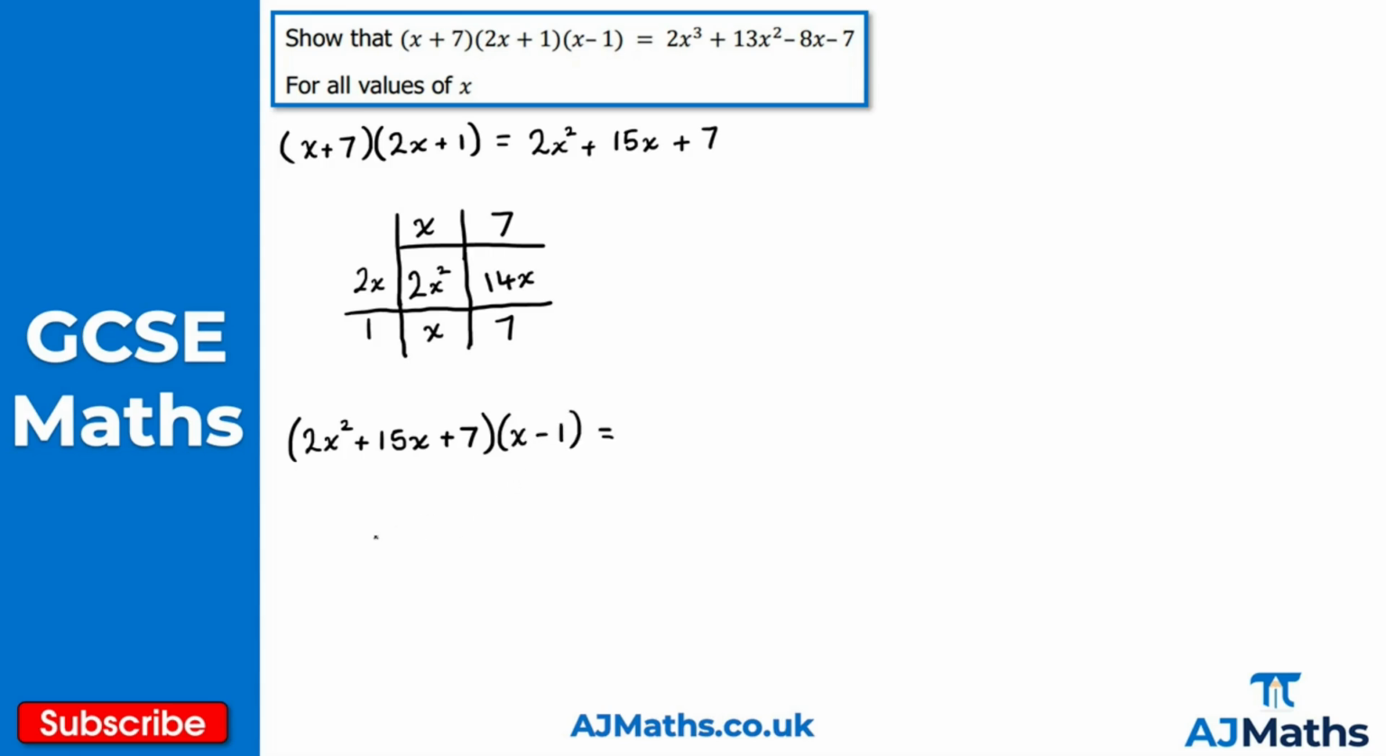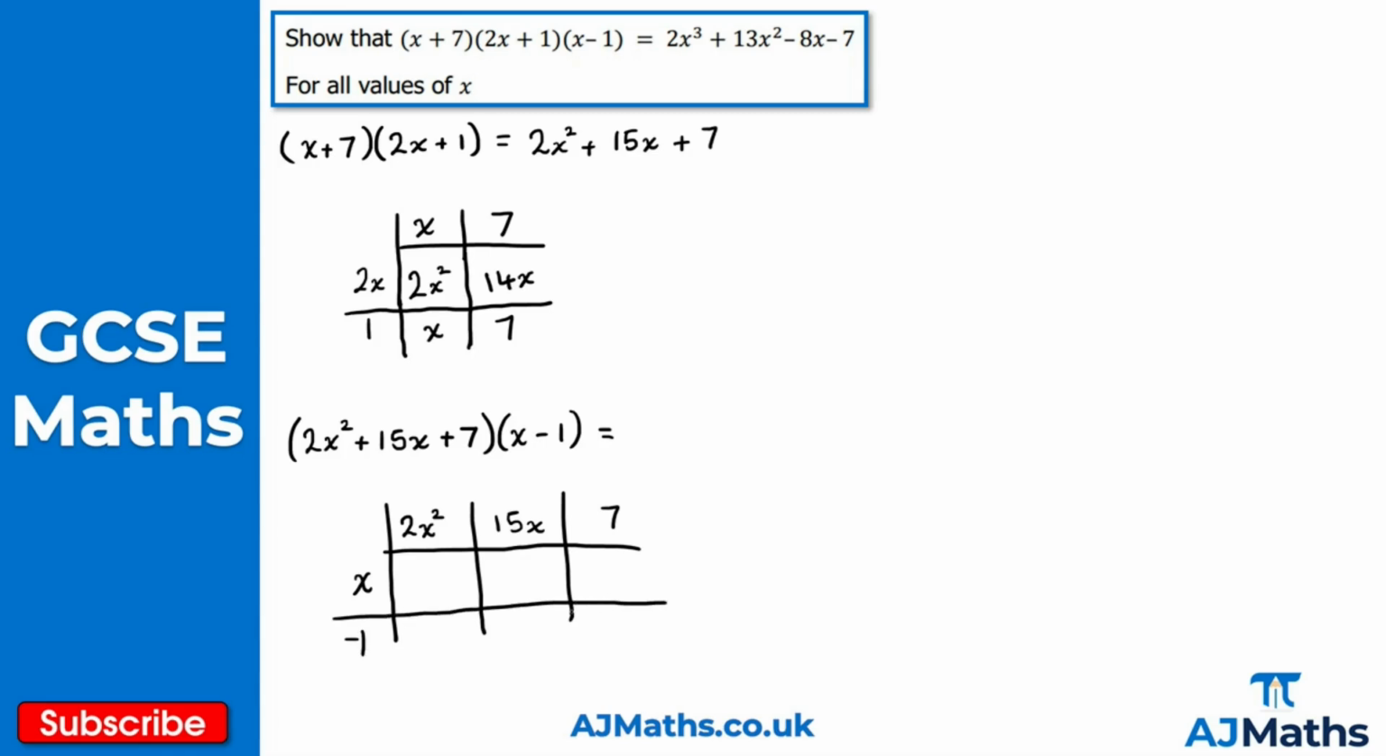So again, getting a bit repetitive, but you get the idea. Just using the grid method here. So I'm going to get 2x squared, 15x, and positive 7. So my column here will be x and minus 1. Okay, so find all the products here.